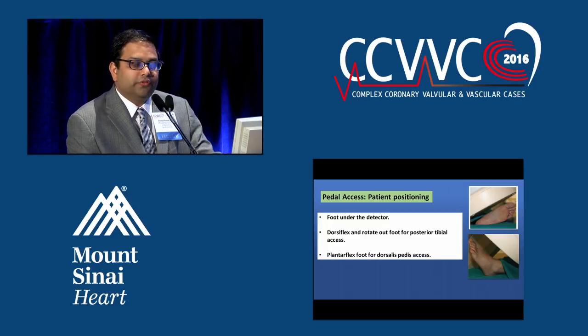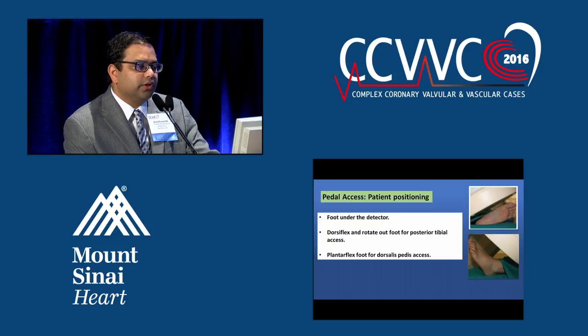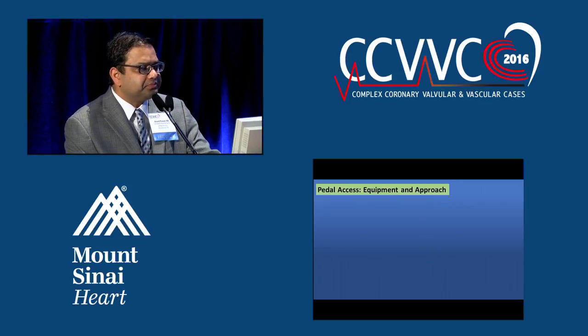The big issue is always how to position the patient. Obviously, you want the foot to be under the image intensifier, and you want to dorsiflex and rotate out your foot for the posterior tibial artery, and plantar flex the foot for the dorsalis pedis. This exposes the vessel and straightens it for access.